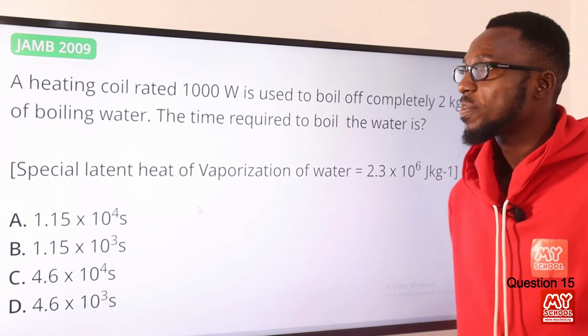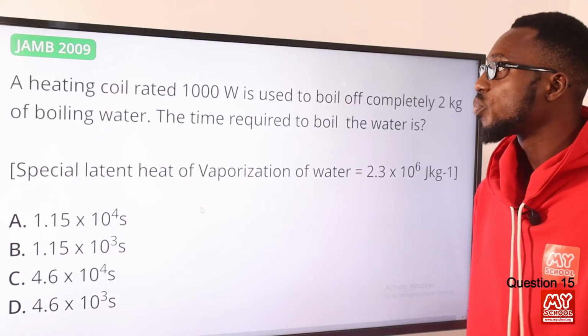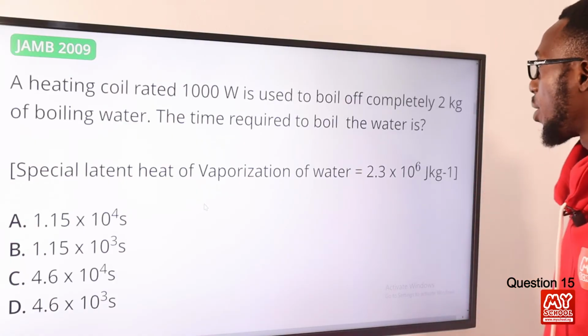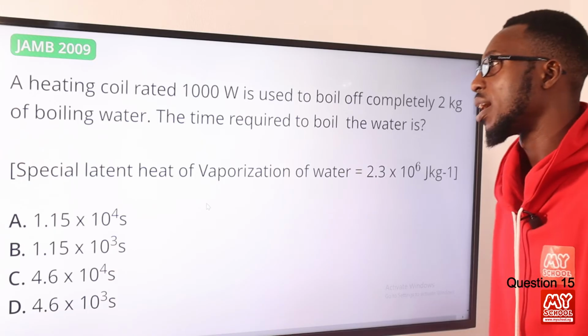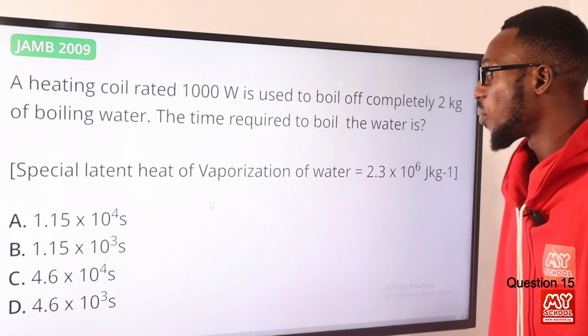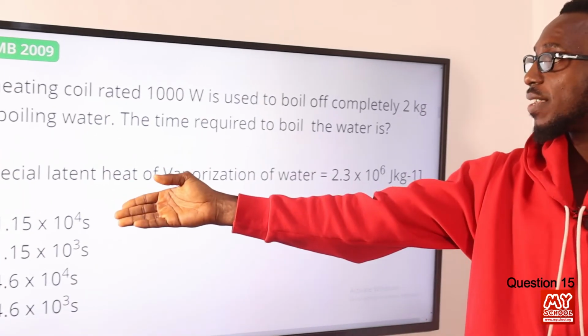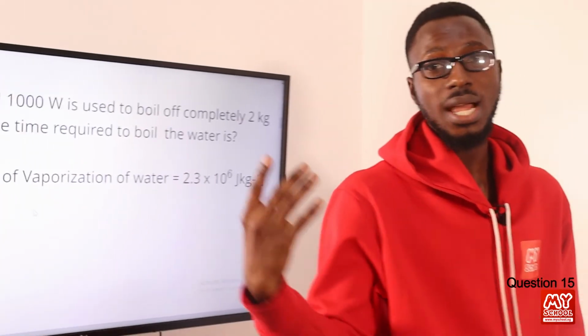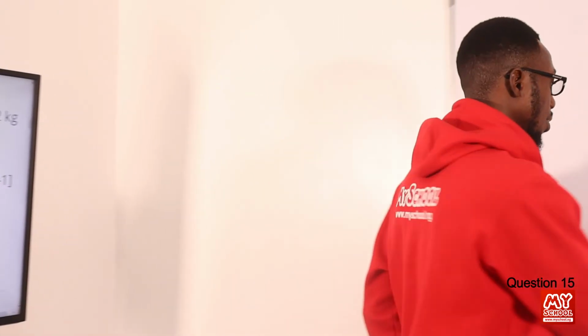Question 15. A heating coil rated 1000 watts is used to boil off completely 2 kg of boiling water. So the time required to boil the water is what? So we have specific latent heat of vaporization of water. It is giving us 2.3 times 10 raised to the power 6.